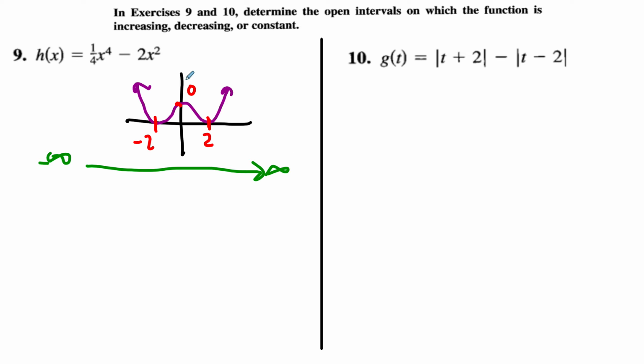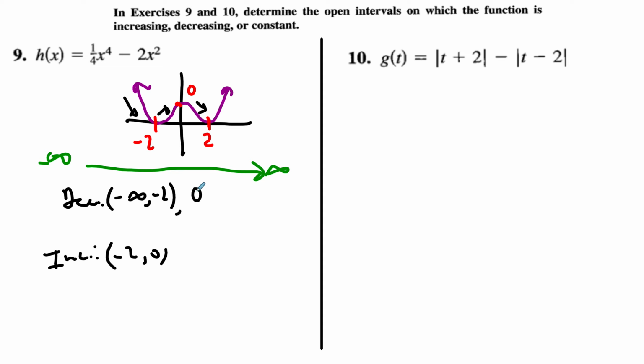I see a decrease from negative infinity up into, but not including, -2. And then I see an increase. We'll just go piece by piece here. An increase from -2 to 0. It's going up. Then it goes down again from 0 to 2. And then it goes up again from 2 to infinity. And that's it.